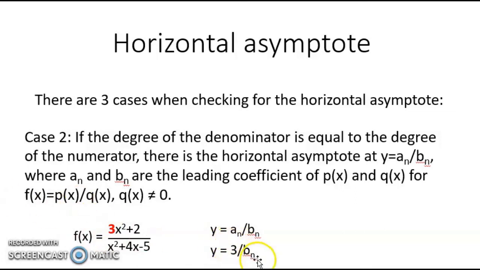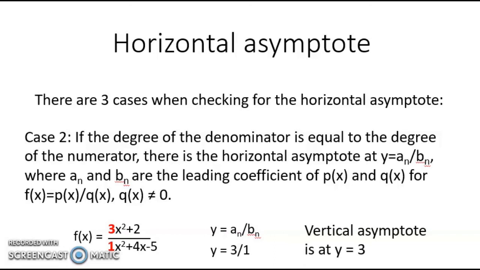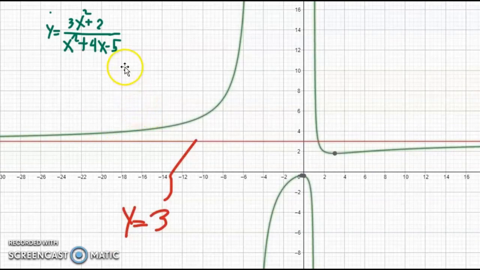Okay, so we have this one. Now, look at the denominator. The leading term of the denominator is x squared and its coefficient is 1. So, we substitute b sub n by 1. So, we have y equals 3 over 1 or y equals 3. So, the horizontal asymptote is at y equals 3. So, this is the graph of the function (3x squared plus 2) over (x squared plus 4x minus 5). And this line, y equals 3, is the horizontal asymptote of the function.